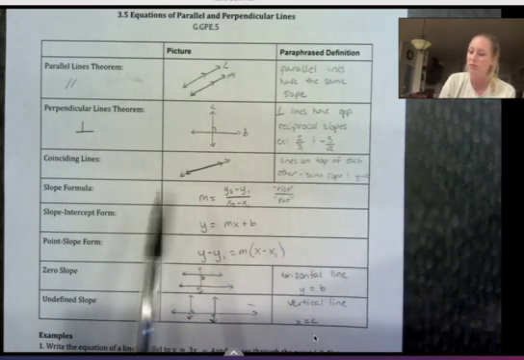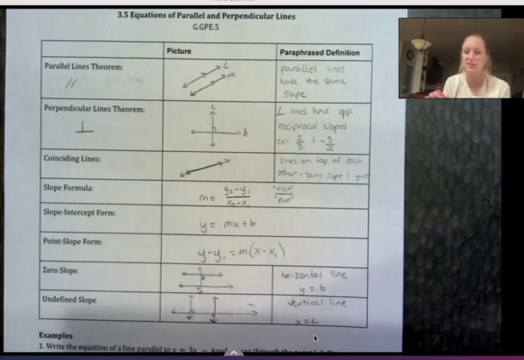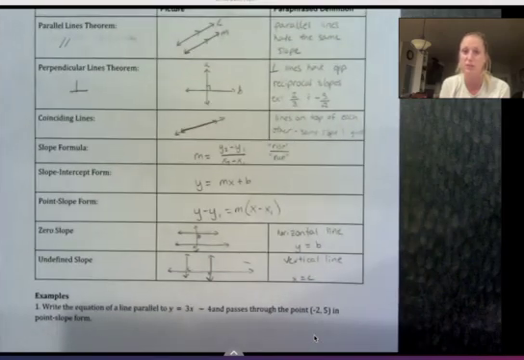Okay, coinciding lines, this is when we get one line on top of another, so it has the exact same slope and the same y-intercept. So essentially, it's the same line, okay? And then this should just be review, like I said, from previous video and previous math classes. But if you need to pause and copy things down, please do so.